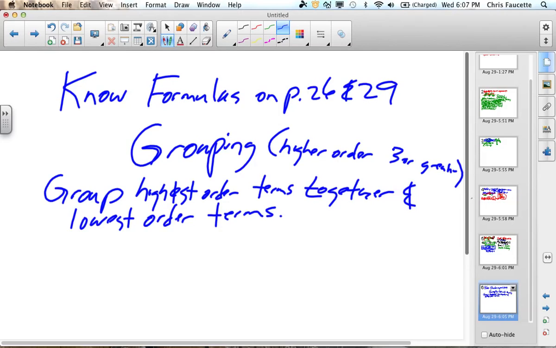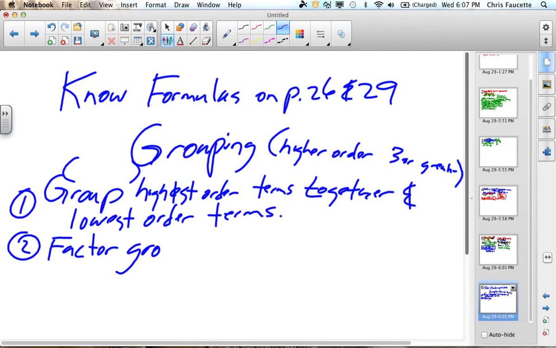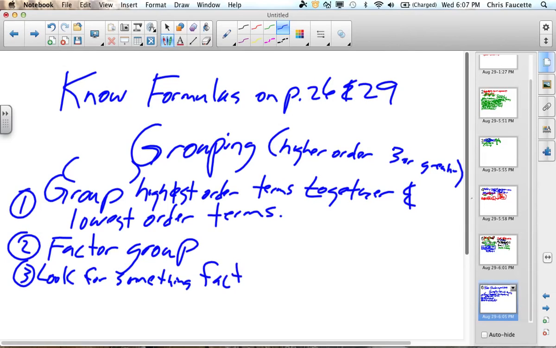All right, so in general, this is what we're going to do. So that's the first thing, is we're going to group them. Remember, grouping involves parentheses. Then you're going to factor your groups. You factor each group. And then you look for something you can factor out of both. Now let me give you an example of where this will work.